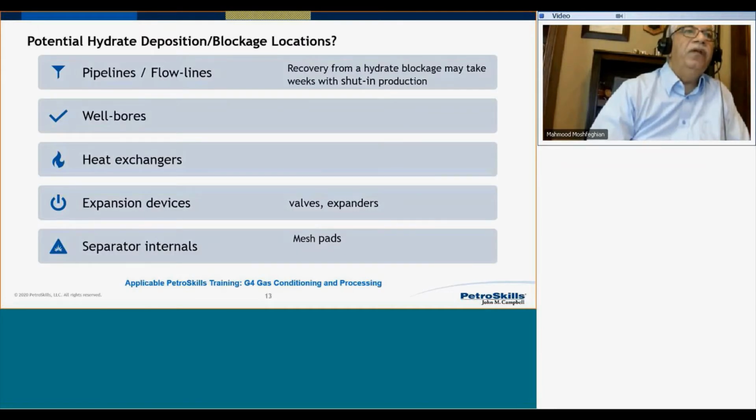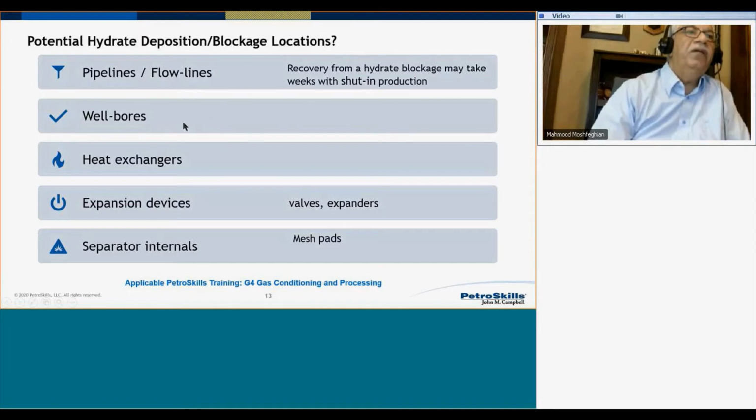Hydrate formation can cause blockage and deposition. These are the common places where it could happen, like pipelines and flow lines. If a pipeline or flow line gets plugged up, sometimes recovery may take weeks to melt the hydrate or resolve the issue, and sometimes it may cause shutting down production, which is a loss of money.